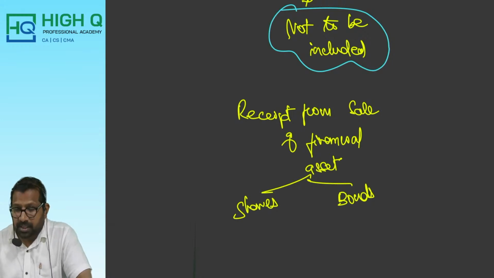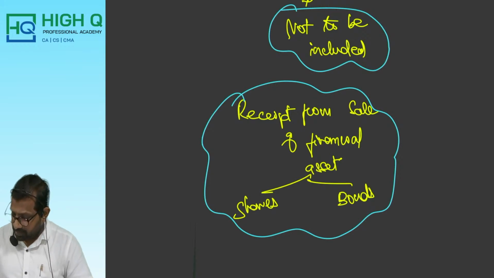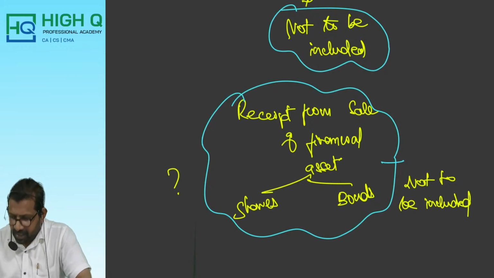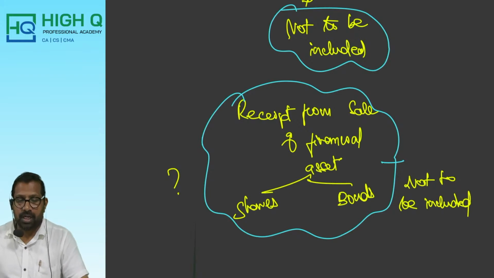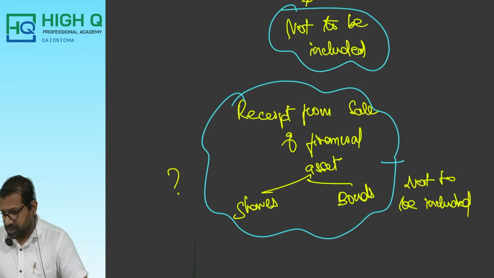So whether this receipt from sale of financial assets can be included or not? It is not to be included. So why is this one not to be included? Is there any other reason? Yes, because these items, especially shares and bonds, are not related to generation of income in current year production of the goods.